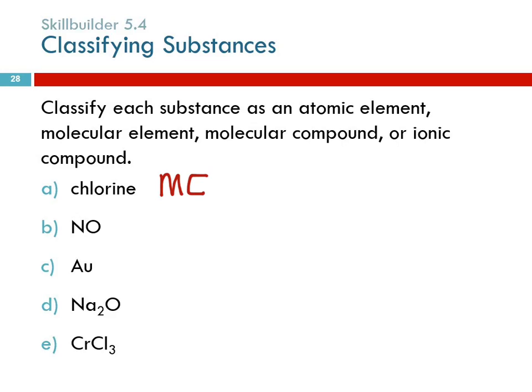I'm going to call that ME for molecular element. How about NO? Isn't that what that is? Capitals shouting? NO. Is it an element? No. Because it's got 2 different elements in it. So it's got to be a compound. Is it molecular or ionic? What kind of elements are those? Are they metals or nonmetals? Nonmetals. It's just nonmetals, therefore it has to be molecular. So this is MC, a molecular compound.